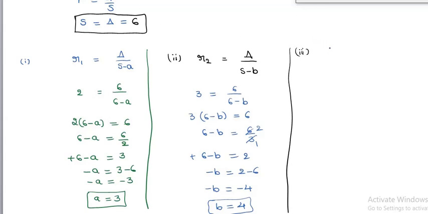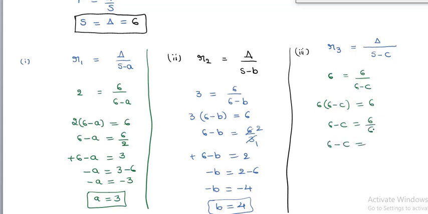R3 is equal to delta by S minus C. So R3 value, how much? 6. 6 by 6 minus C, cross multiplication. 6 into 6 minus C. 6 minus C equal to 6 by 6.